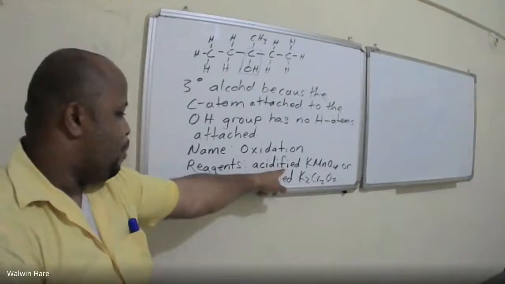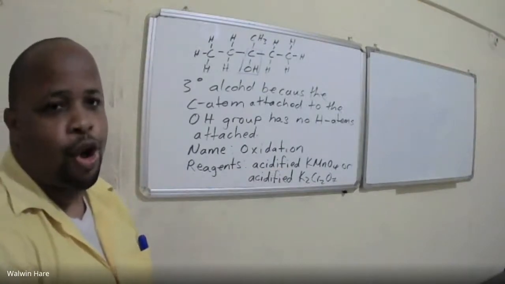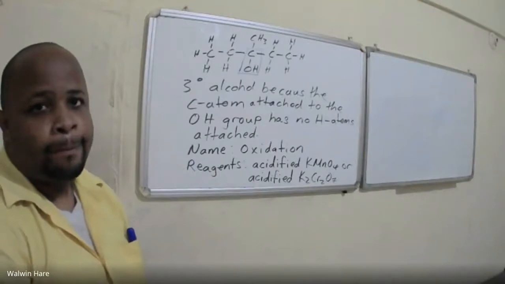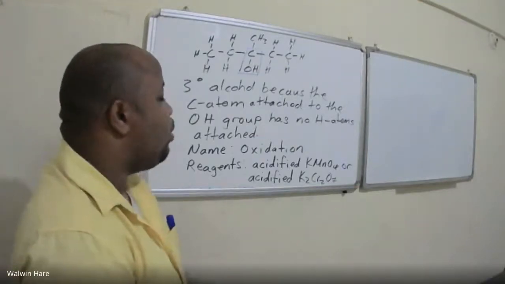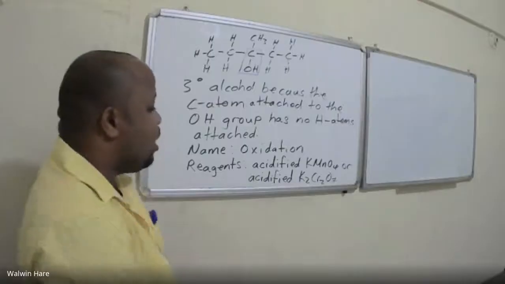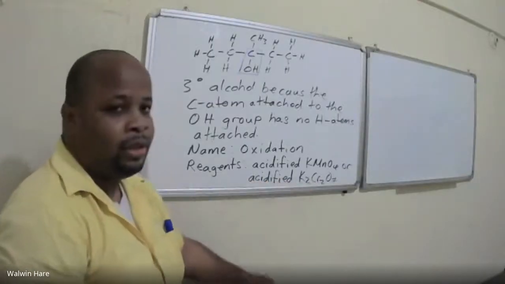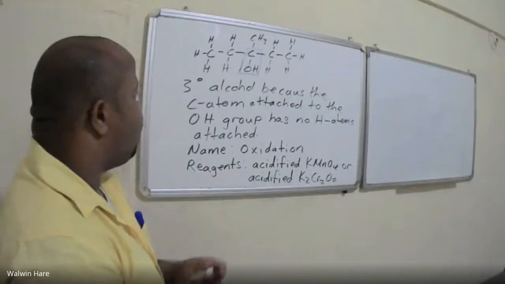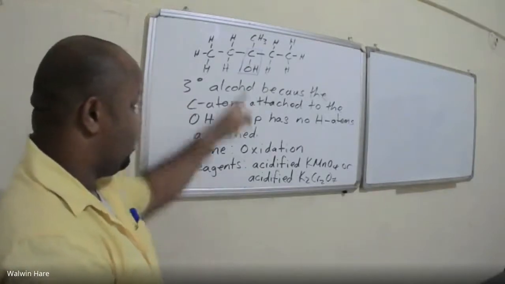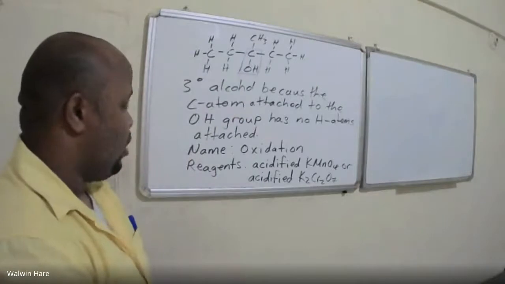If you use KMnO4, what would be the expected observation? Purple to colorless. And if you use dichromate, what would be the color change? Orange to green. Correct. So which one would be oxidized? This or the propan-1-ol? The propan-1-ol. Right.